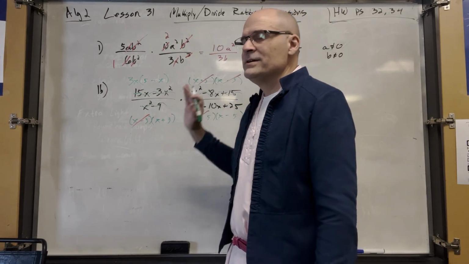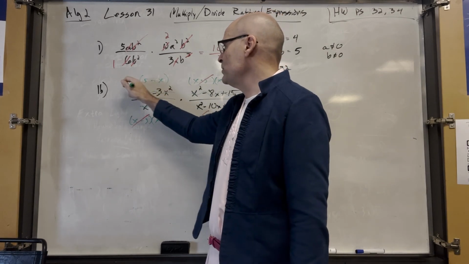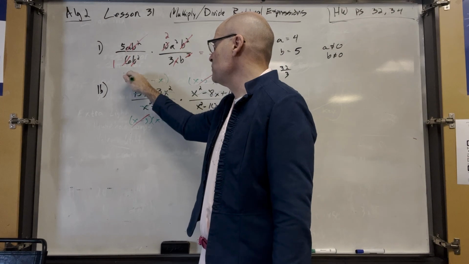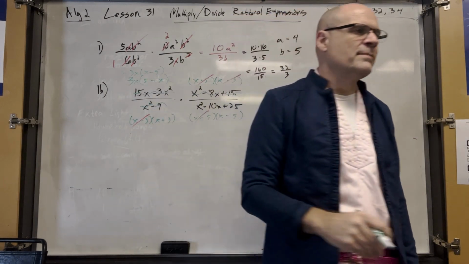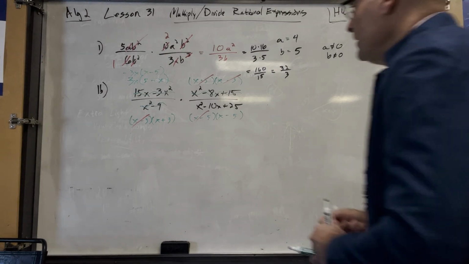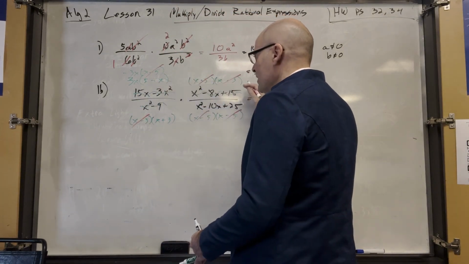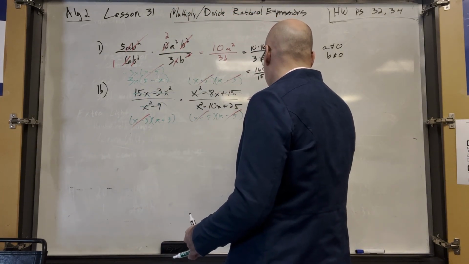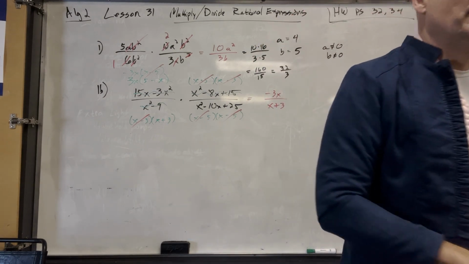Okay, so here's what happens. I could reverse that as long as I put a negative sign in front of this. So this is negative 3x, x minus 5. You can reverse a subtraction problem as long as you put a negative sign in front of it. That's all we did. So now we can cancel another x minus 5. Guess what we're left with? The only thing on top is this negative 3x, and on the bottom, just an x plus 3. Yay. Okay?